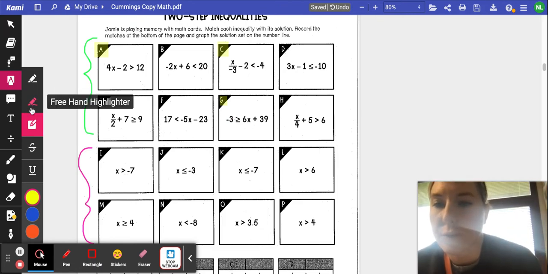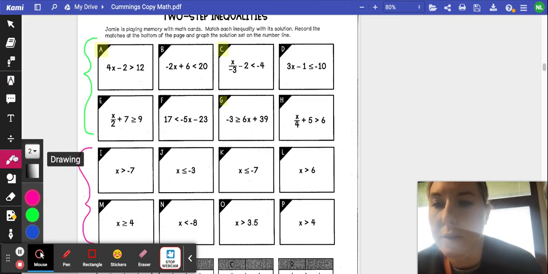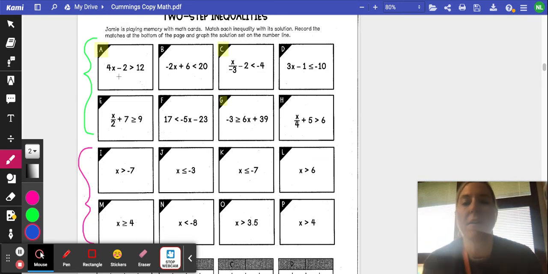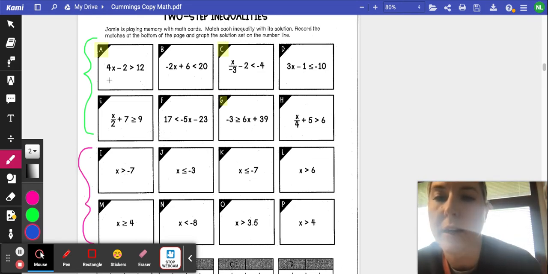All right, so first and foremost, I'm looking at A, 4x minus 2 is greater than 12. So I'm going to grab my drawing tool and I'll write in blue. First things first, I'm looking for any addition or subtraction I can get rid of. I see that I have a 4x minus 2. I want to get the x by itself, so I'm going to add 2, which will cancel out the 2's on this side. Whatever I do to one side, I have to do to the other. So I'm adding 2 to the other side of the inequality.